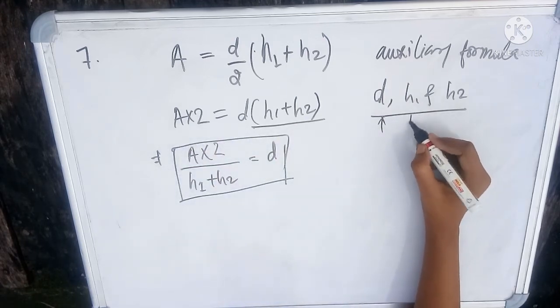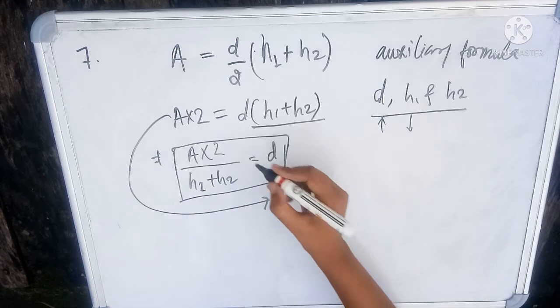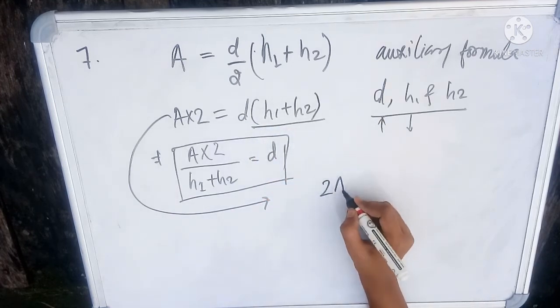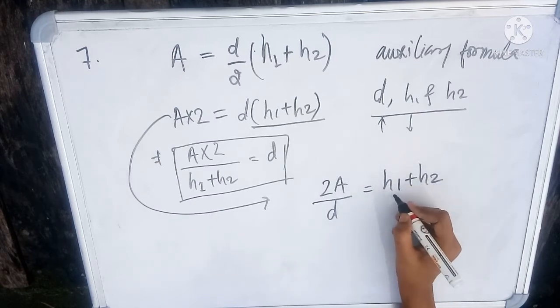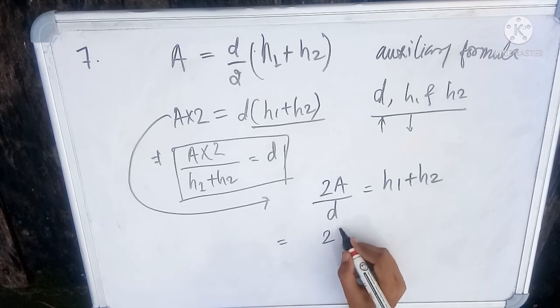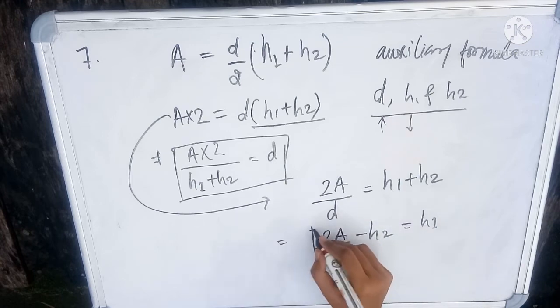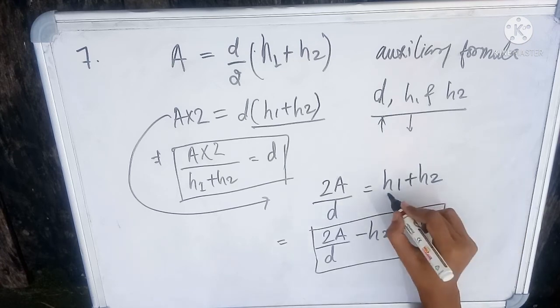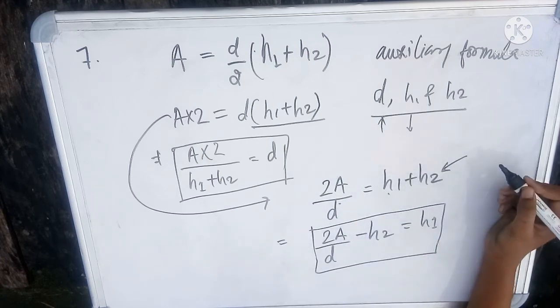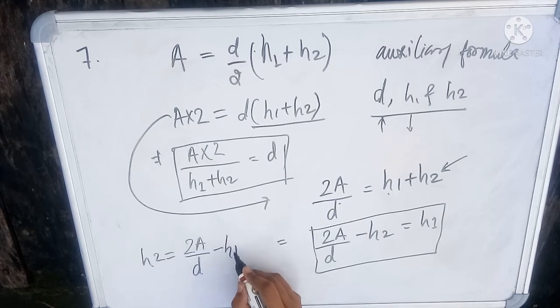Next we have to calculate the formula for h1. So after this step, what we will do is transfer this d to the other side. So we have 2a divided by d is equal to h1 plus h2. So for h1, it will be 2 multiplied by a divided by d minus h2 is equal to h1. So here we have the formula for h1 as the subject, and similarly by transferring h1 to the other side, we can find the formula for h2, which is h2 is equal to 2 multiplied by a divided by d minus h1.